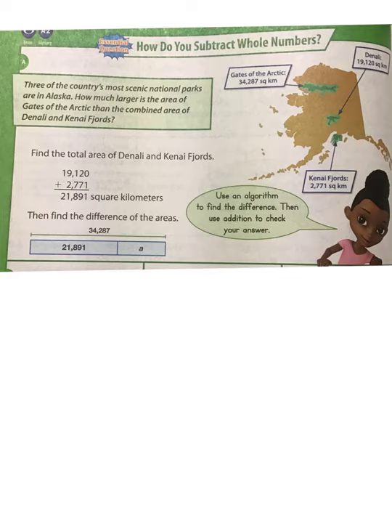Today, we are going to learn how to subtract whole numbers. 3 of the country's most scenic national parks are in Alaska. How much greater is the area of Gates of the Arctic than the combined area of Denali and Kenai Fjords?